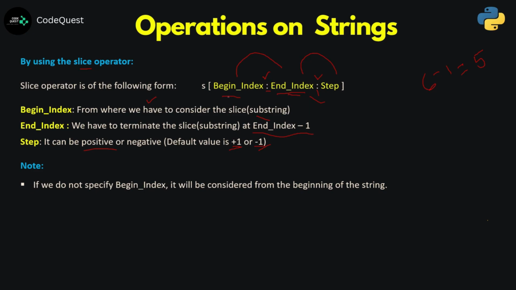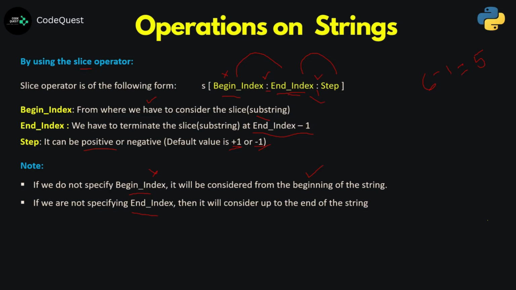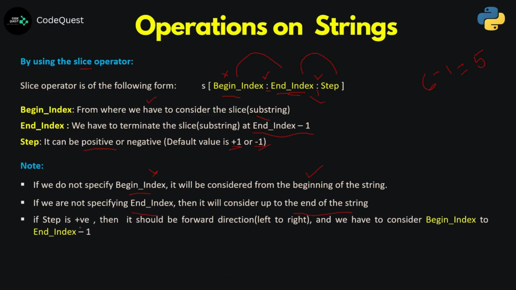Now, while using this slice operator, if we do not specify the begin index, because there are three parts, if I do not write part 1, then it is by default considered to be from the beginning of the string. Very similarly, if I do not specify the end index, the second argument, it is considered to be till the end of the given string. Now, if the step is positive, which means we are moving in the forward direction, that is from left to right, we have to consider the begin index to end index -1.